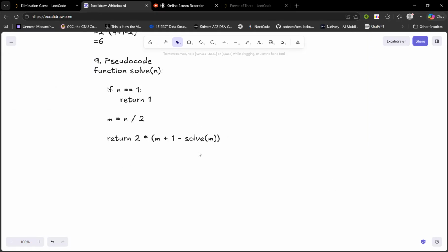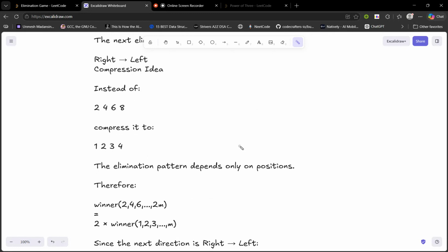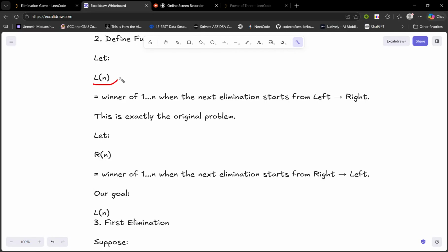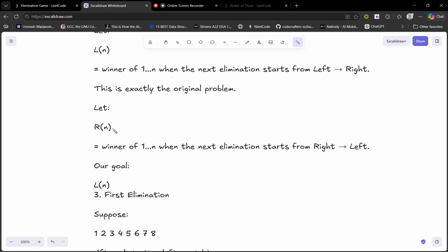But from where does this formula come? Let us derive that formula. So first of all we'll define two functions. First function is L of n, which is the winner of 1 to n when the next elimination round starts from left to right. Remember, next elimination. Now R of n is the winner of 1 to n when the next elimination, again I'm emphasizing next elimination, starts from right to left. And what are the winners?